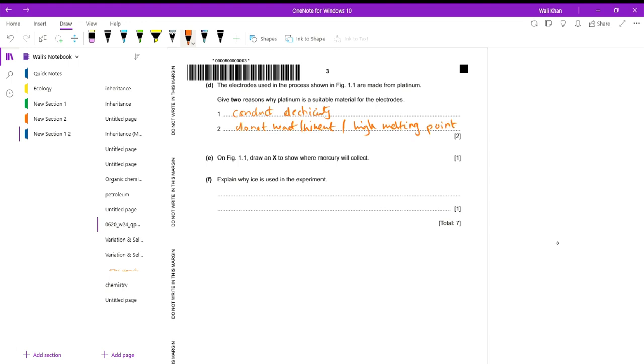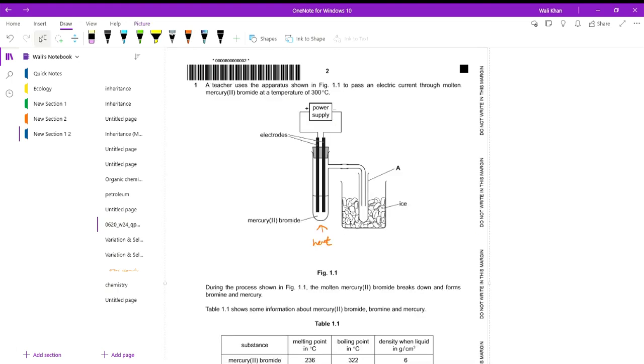On figure 1.1, draw an X to show where mercury will collect. Where will the mercury collect? This is, okay, this is the node.